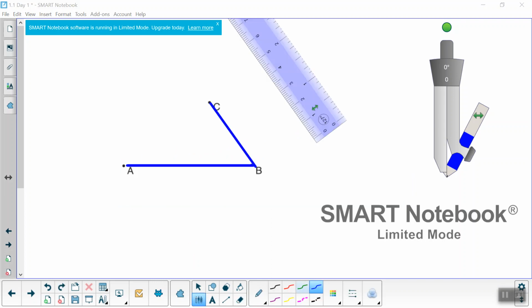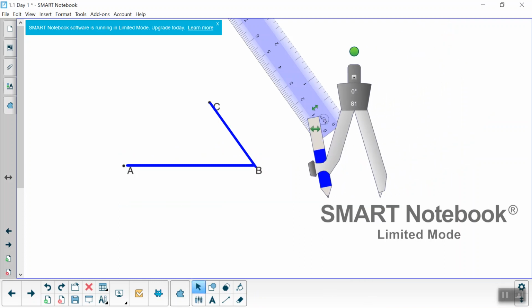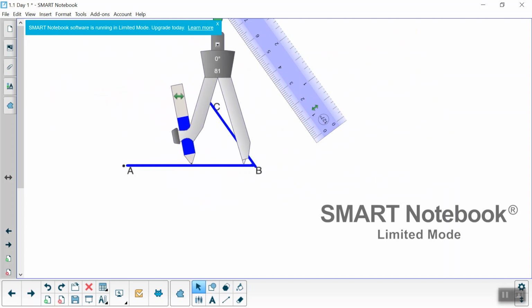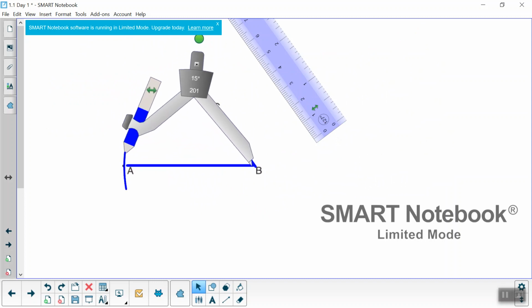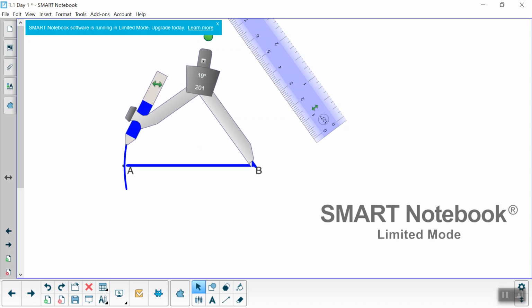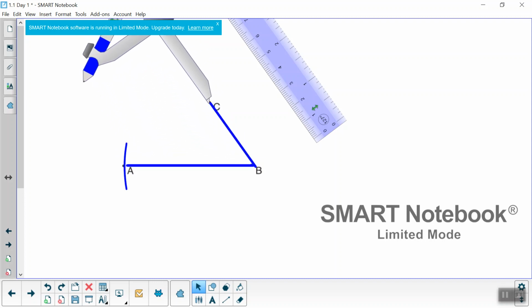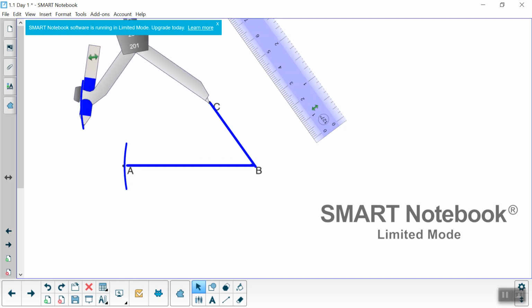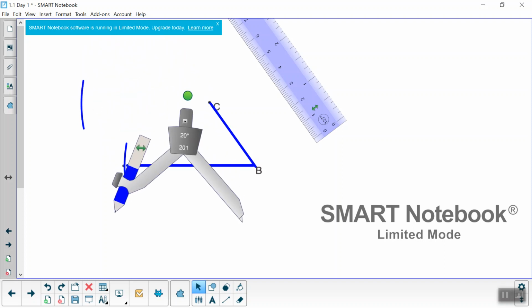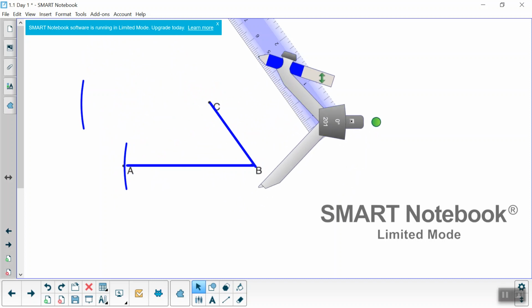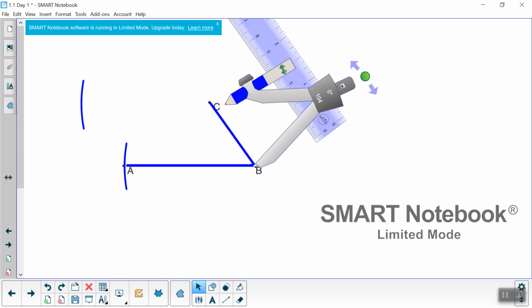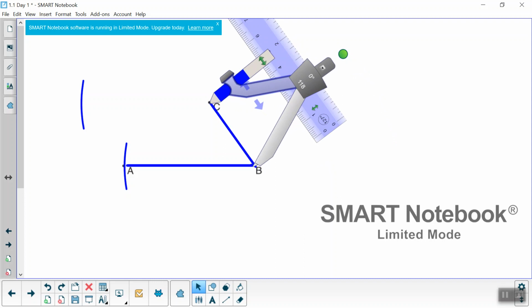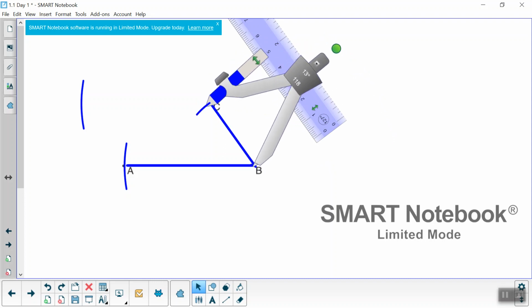Okay. Once those 2 lines are drawn, put your compass on point B. Open it to point A. Make a middle mark by A. Then go up to C and make a middle mark over here. Then rotate your compass and line up at point B, open it to point C, and make a mark at point C.